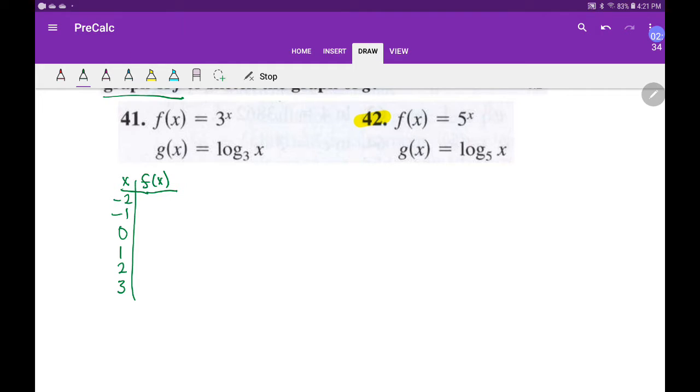All right, so let's see what happens. When I put in a -2, I get 1/9, right? 3 to the 2 is 9, but then negative means put it on the bottom. And 3 to the -1, that's 1/3. Anything to the 0 is 1. Anything to the 1 is itself. Anything to 2, I get squared. And then 3 to the 3rd is 27.